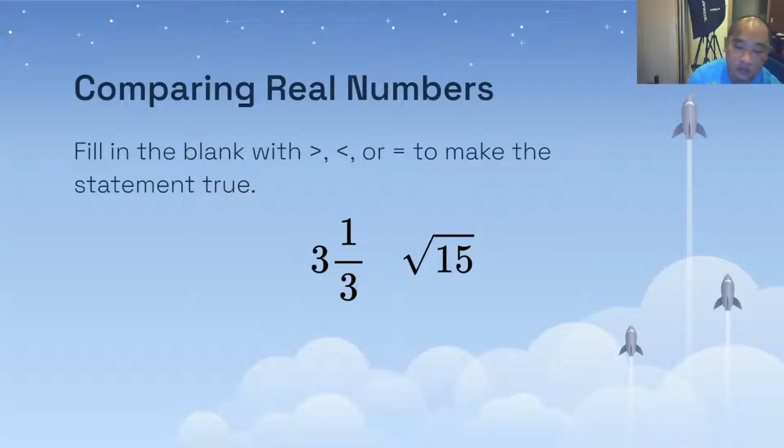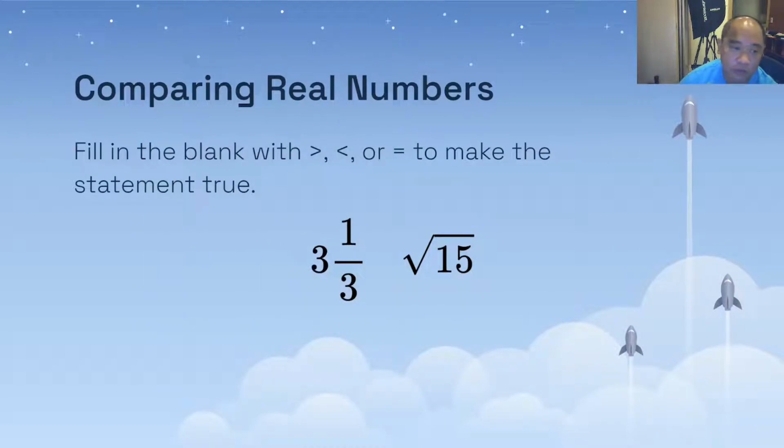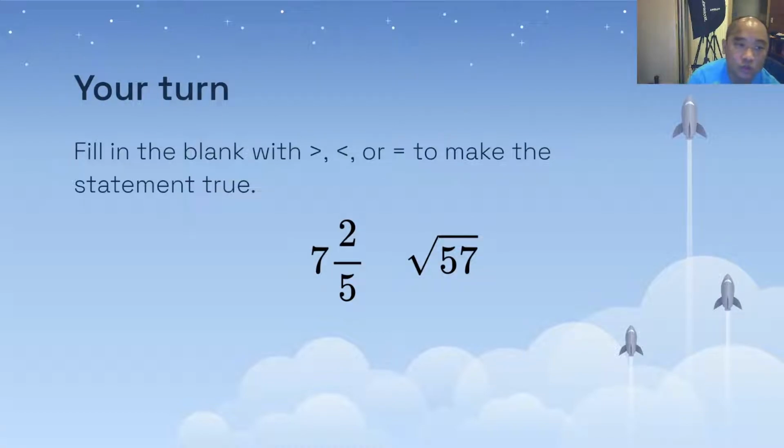Also, you could just, again, use a calculator and do the square root of 15, and there it is, 3.87. Yes, that's bigger than 3.33, which is what 3 1/3 is. Your turn.